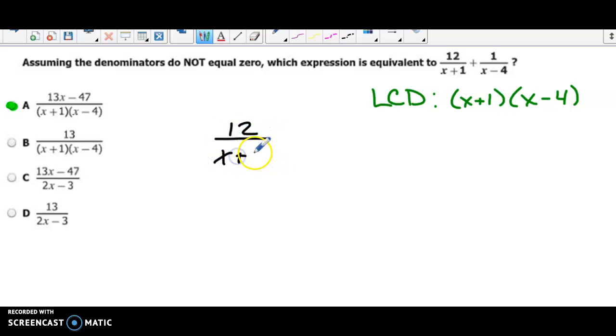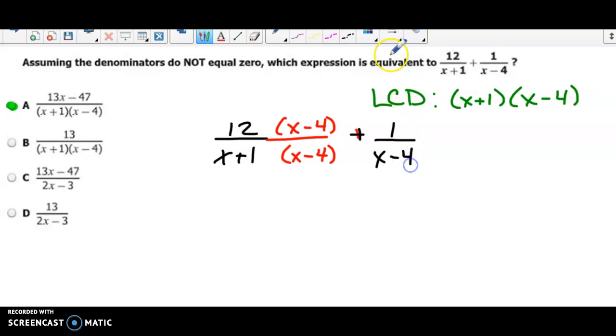what does this first fraction, what is missing here that our common denominator has? Well, the x minus 4 is missing. So I need to multiply the top and the bottom by x minus 4, so that we have that whole least common denominator in our denominator, okay? And so then when we look at our second fraction, I have x minus 4 in my denominator, so what's missing this time from our common denominator? Well, the quantity x plus 1 is missing. So we multiply the top and the bottom by x plus 1.